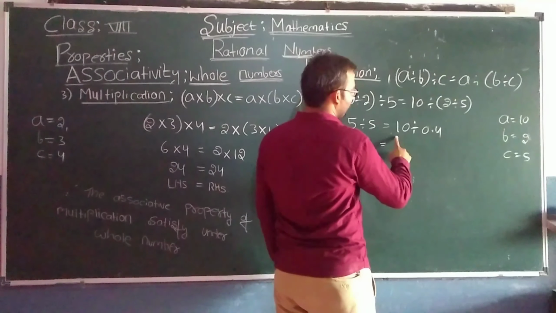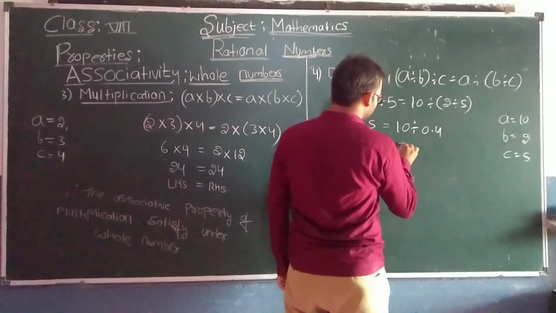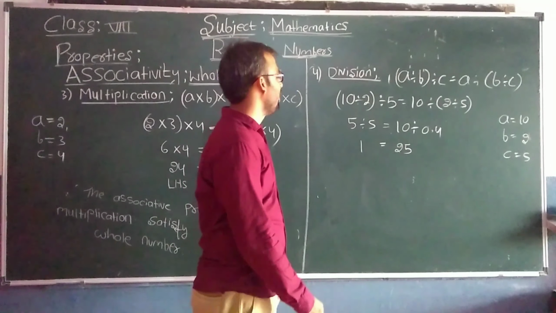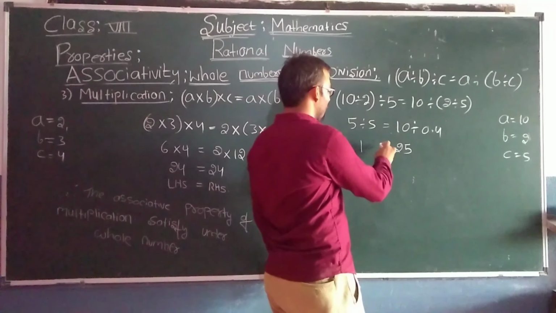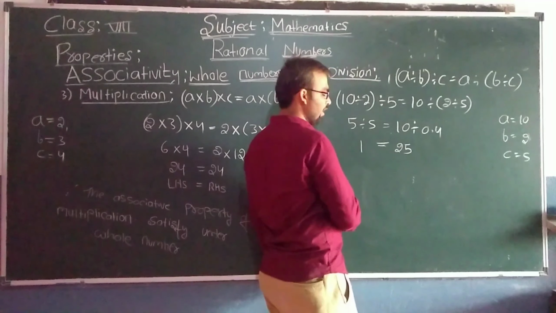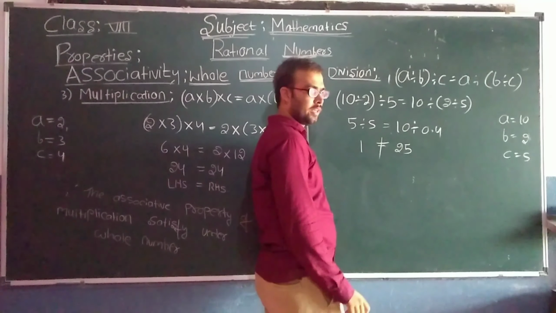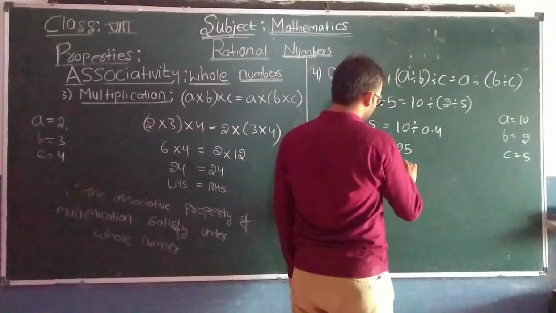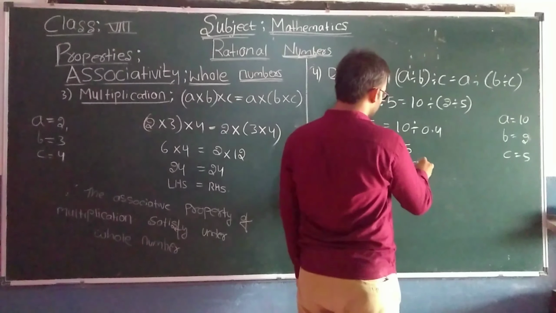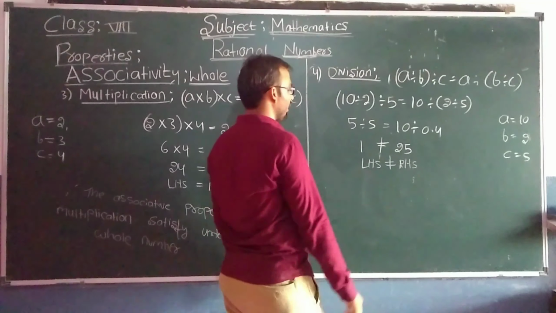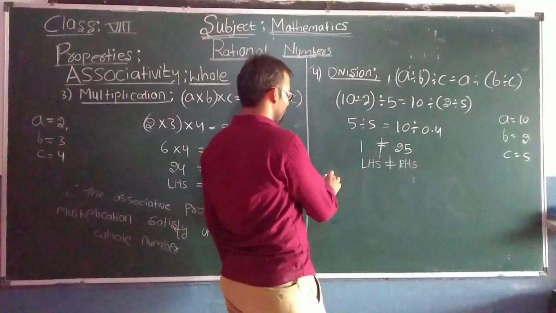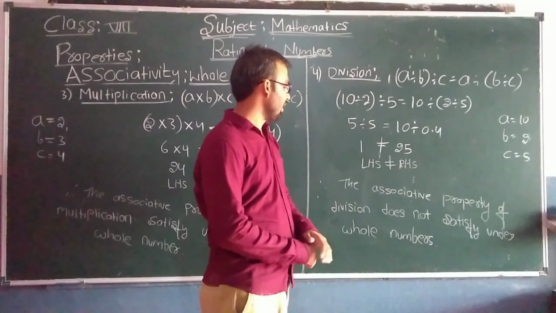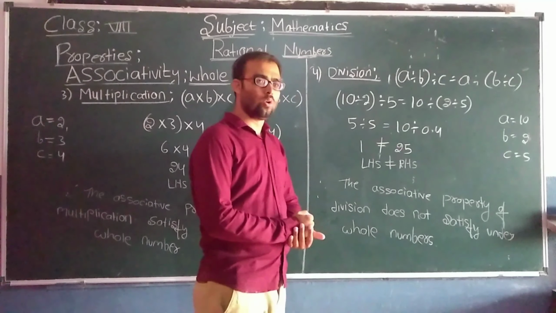10 divided by 0.4 is 25. Are they equal? No, they are not equal. So LHS is not equal to RHS. Then we can write that the associative property of division does not satisfy under whole numbers.